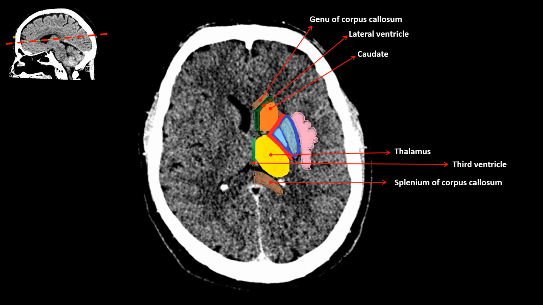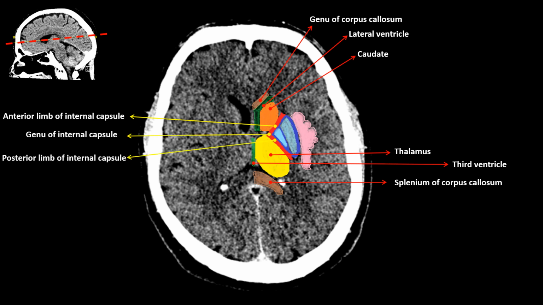The white matter lateral to the caudate and thalamus is the internal capsule, which has three parts: the anterior limb, genu, and posterior limb of the internal capsule. Lateral to the internal capsule is the lentiform nucleus, which is composed of the globus pallidus medially and putamen laterally. Lateral to the lentiform nucleus is the insula, which is a part of the autonomic nervous system.